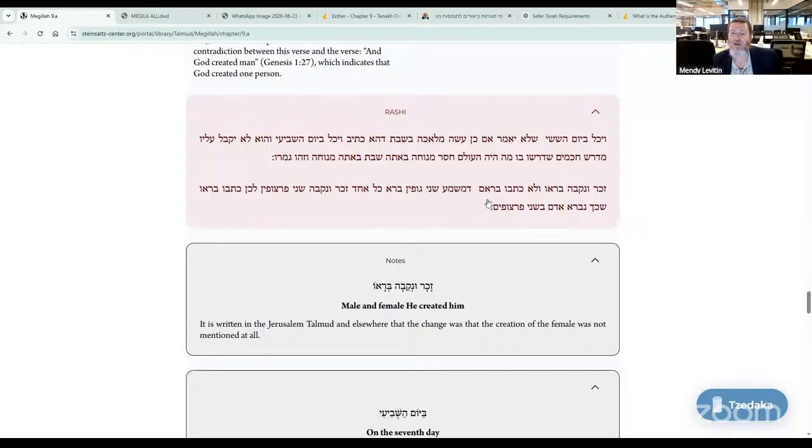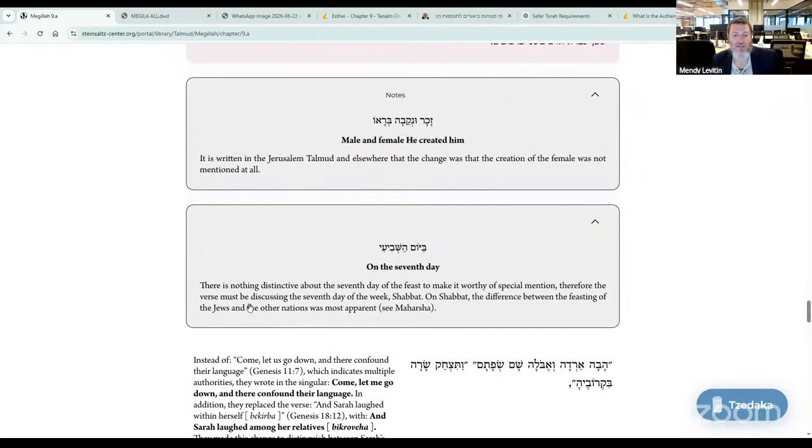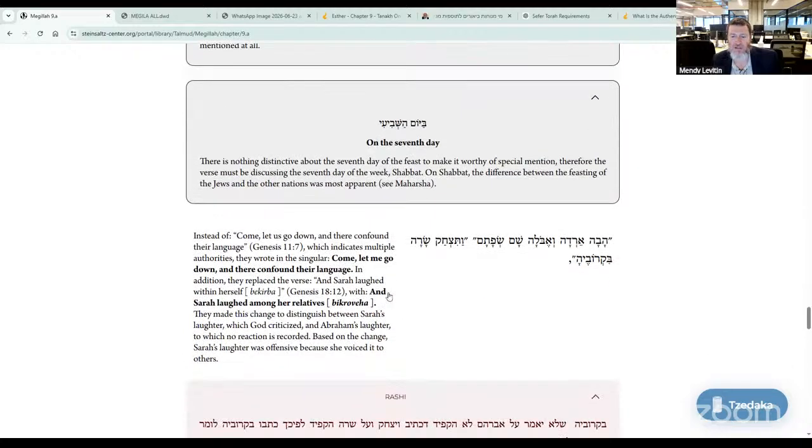Zachar unekeva bara'am, velo kasav baram, demashma negufim bara kol echad. Zachar unekeva shtei partzufim, lechach kasav bara'am. We shouldn't think that God created first man and woman, and then Chava was a second woman, but God created man in the image of man with the form of man and woman. So they just changed the wording, so we shouldn't make that mistake. It's written in the Jerusalem Talmud elsewhere that the change was that the creation of the female was not mentioned at all. Okay, the Yom HaShvi'i. There is nothing distinctive about the seventh day. This footnote, I read it before, is not in its proper place.